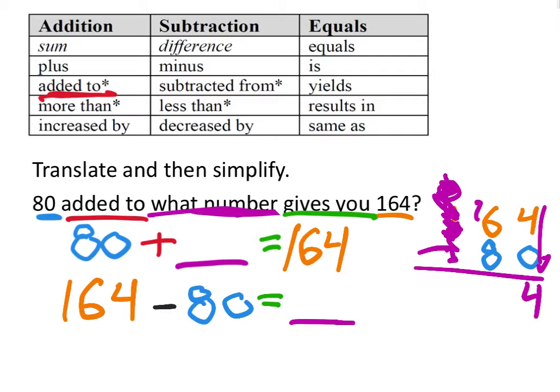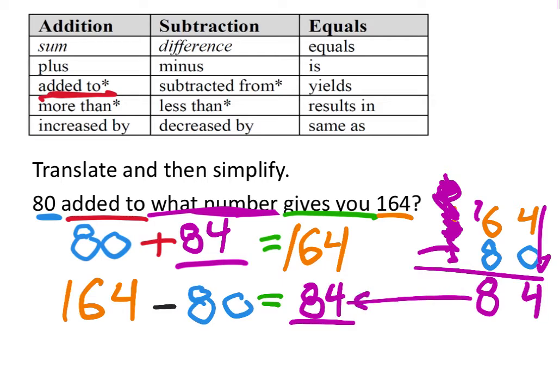But 16 minus 8, so 6 fingers up, 8 fingers down, 1, 2, 3, 4, 5, 6, 7, 8. I got 8. I did it on my fingers. So that's 84, which means 80 plus 84 equals 164, right? This value goes here, but it came from this fact family, which was right here.